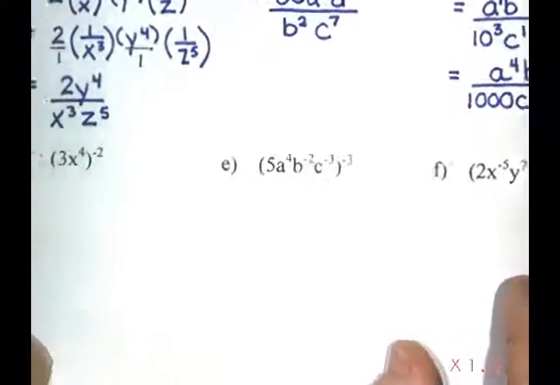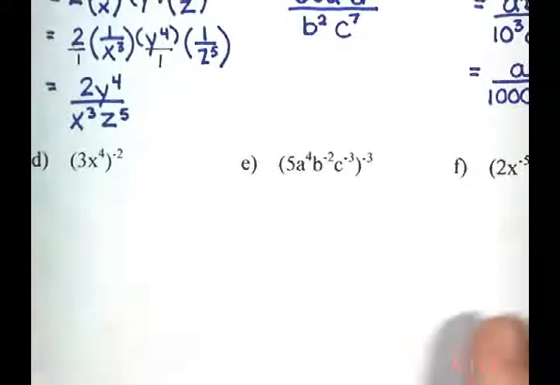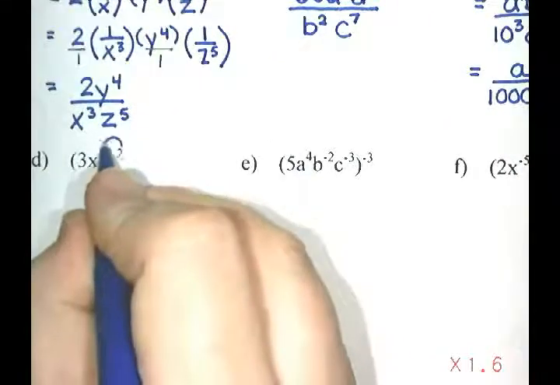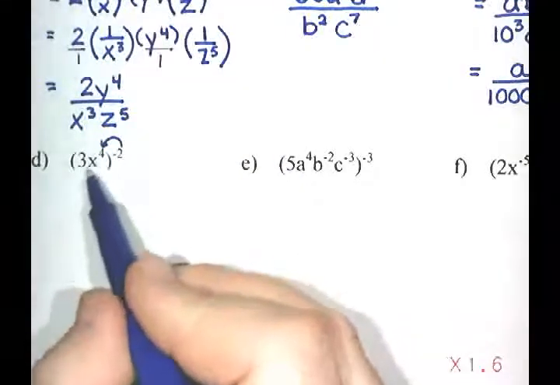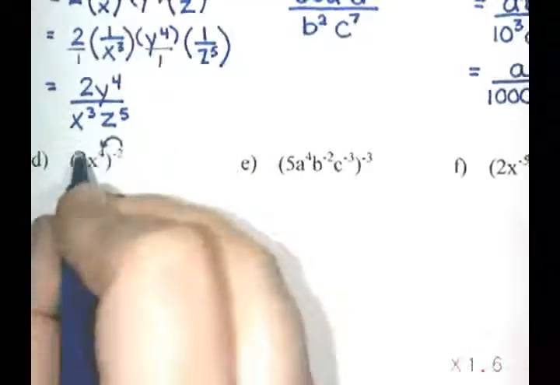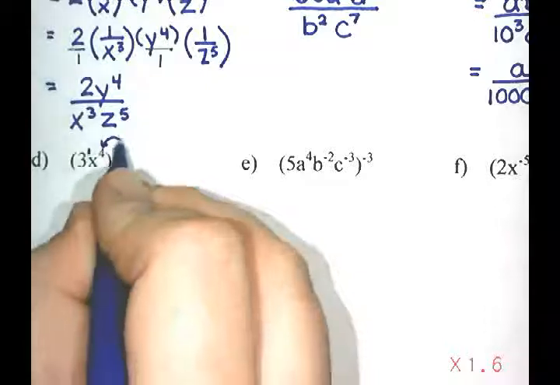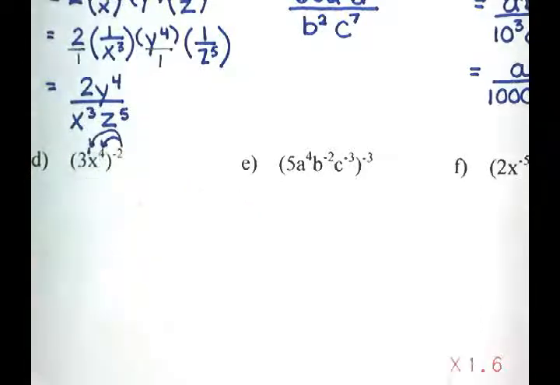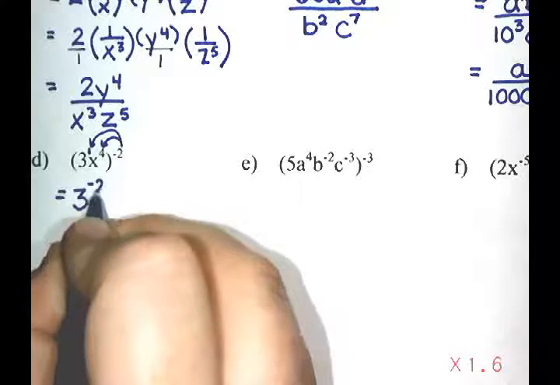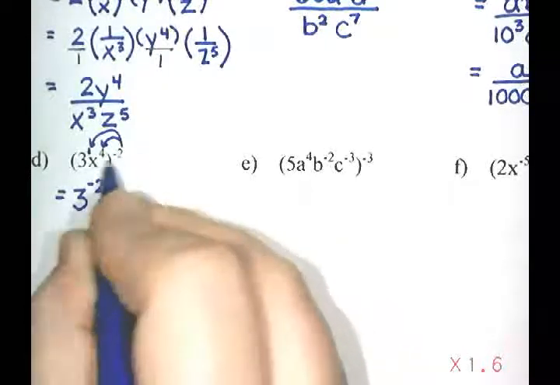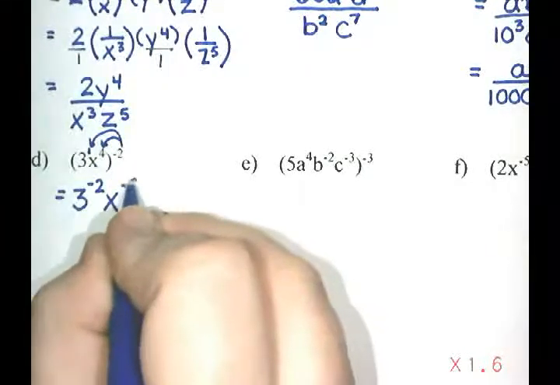So if I have (3x^4)^-2, what I'm going to do is multiply that negative 2 into my exponents. It multiplies into the exponent on the x, but it also multiplies into the secret exponent on the 3. And this is going to give me 3 to the power of negative 2 times x to the power of 4 times negative 2, which is negative 8.